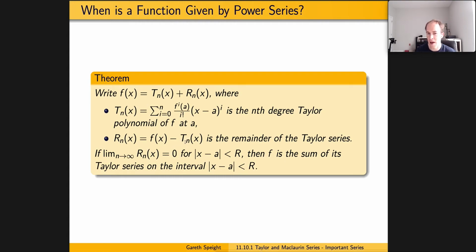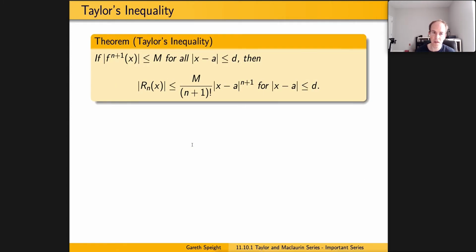Right, we have the function, we have the nth degree Taylor polynomial, but there is no way to easily bound the difference between the two. So we need some kind of inequality. So here is Taylor's inequality. So what does it say?